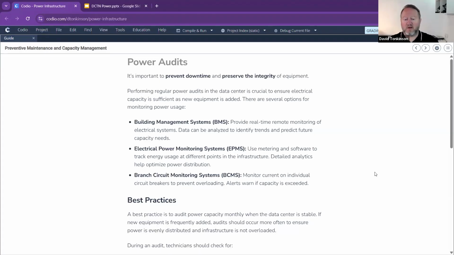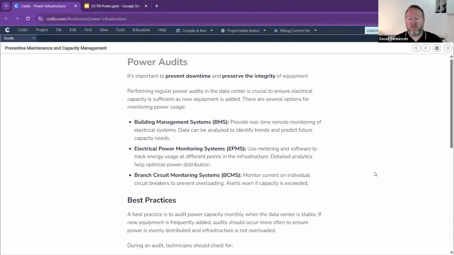So we do a building management system. So we check the building management system, which basically provides real-time monitoring of what electricity our building is using. Okay, you can analyze that and you can work out, are we getting close to the knuckle? Do we need to increase our power? Do we need to increase our backups?